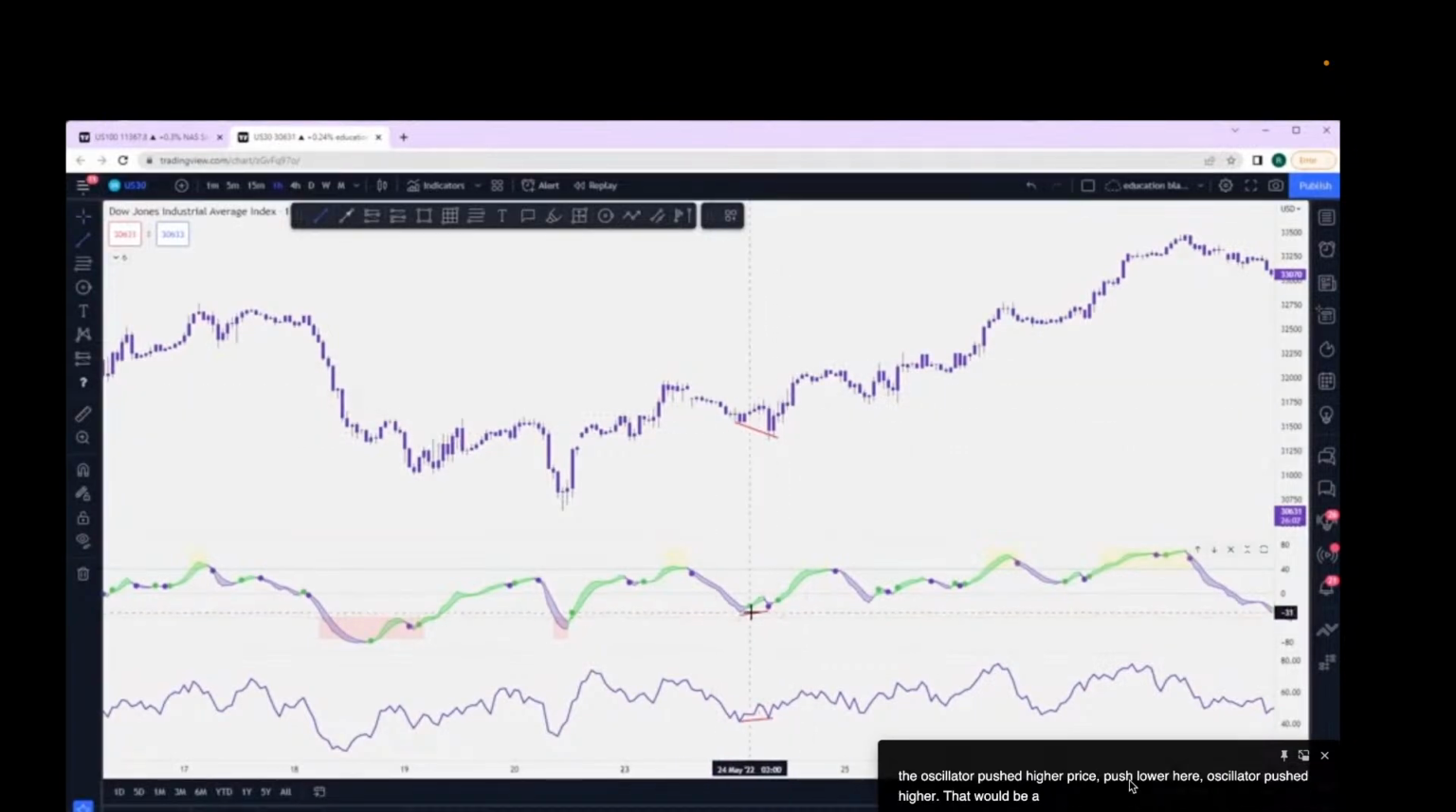Oscillator on the bottom pushes price up. Again, going to be looking for where the oscillator moved down and price made a little bit of a pullback, but did not break the support location.